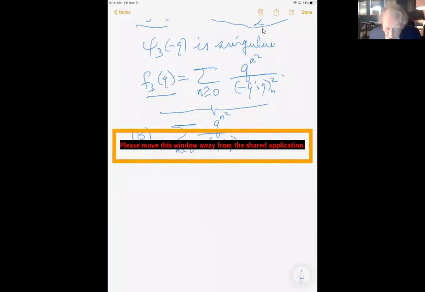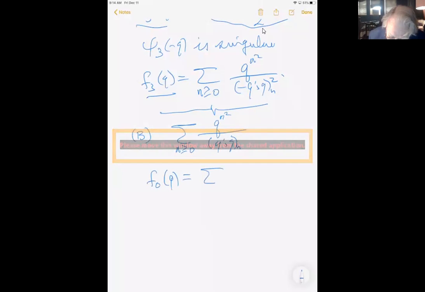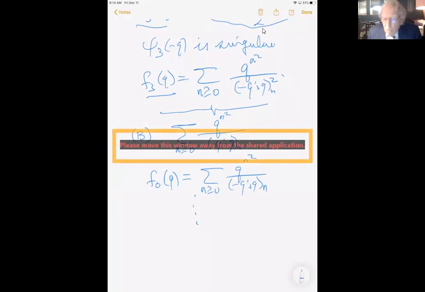And this, of course, leads clearly to what eventually is called f0 of q equals the summation over n greater than or equal to 0 of q to the n squared over (-q)_n. And the same game that we played above will lead you to the fifth order mock theta functions that Ramanujan found.